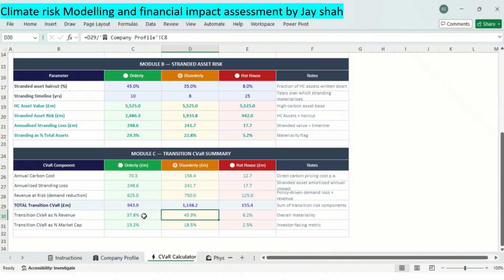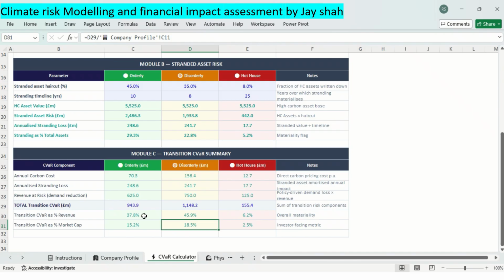And finally, the transition CVaR as a percentage of market cap. It is the total CVaR divided by the market cap, and that comes to 15.2 percent. Under the disorderly it comes to 18.5. This is the equity investor metric: how much enterprise value is at risk from the transition, expressed as a fraction of current market capitalization. Institutional investors use this to assess how much of the share price might be eroded by unpriced climate risk. So investor facing metrics are very important.